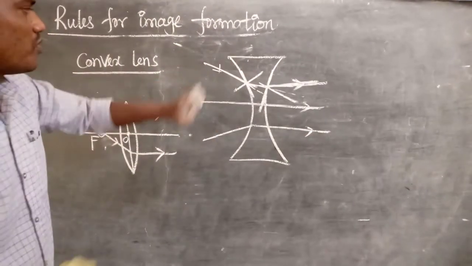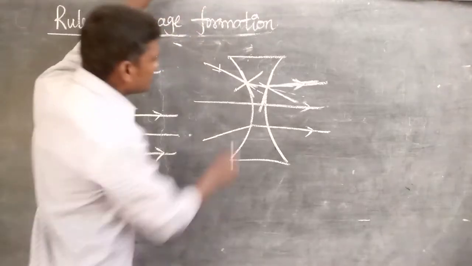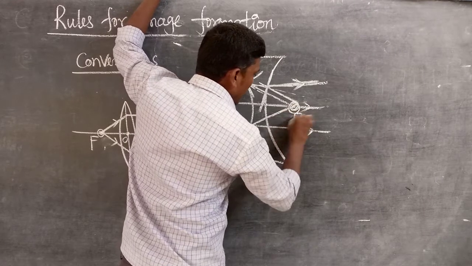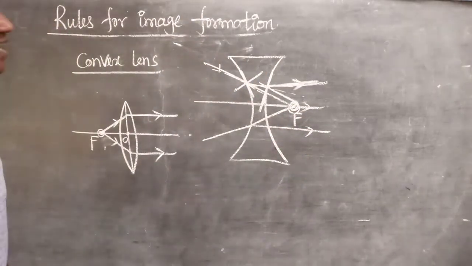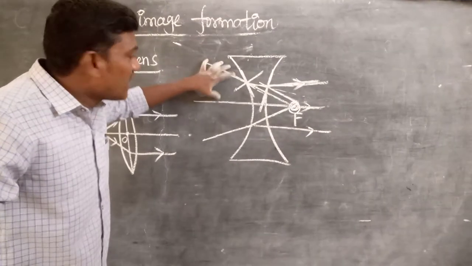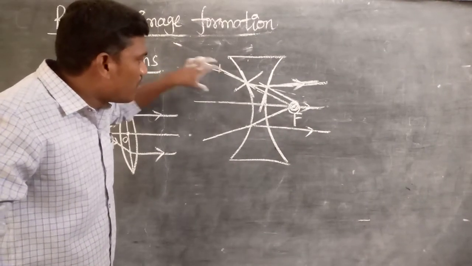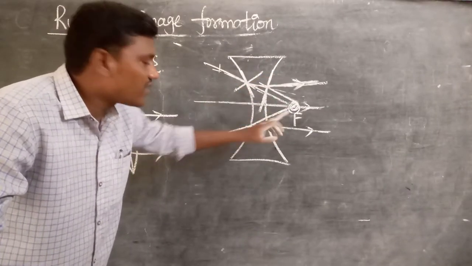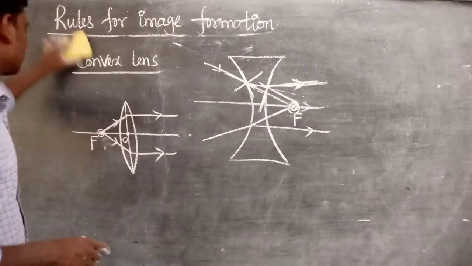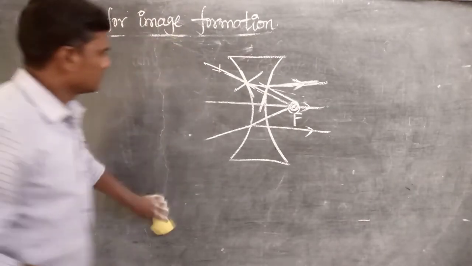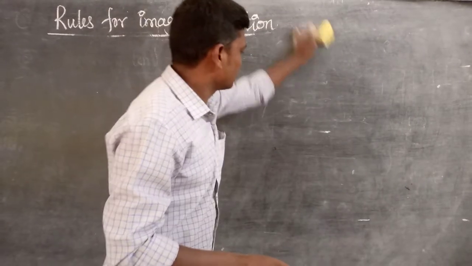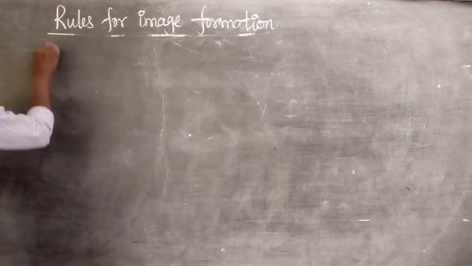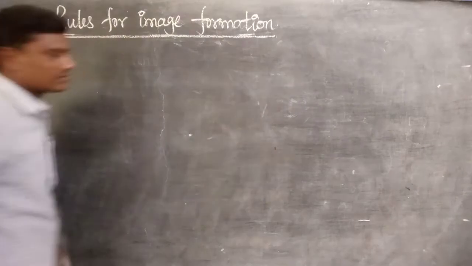Like this, then what will happen? This ray you produce forward, this ray also produce forward. These two appear to meet at which point? Focus. That's why in the case of a concave lens, the incident rays appear to pass through the focus. After the refraction, the refracted rays are parallel to the principal axis. Next, the third one is also there.